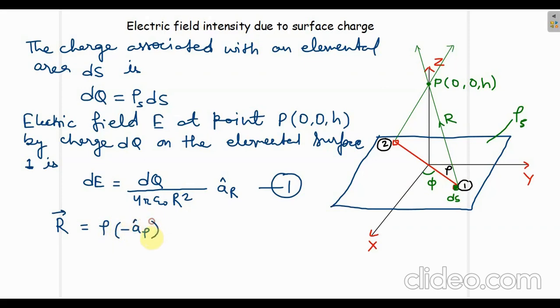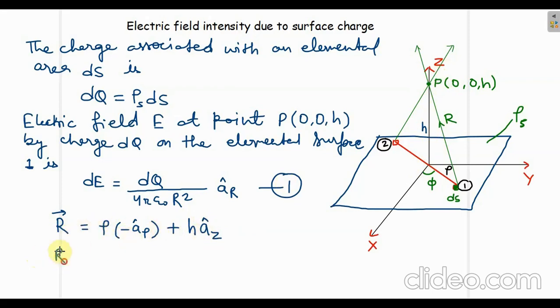Okay, why minus? Because it is acting opposite. See, this rho is increasing in this direction, but we have to consider the opposite direction. That's why we are taking it as a minus sign, and plus this one is your h vector. The direction is along the z axis, so h a z. Okay, so this one is your r vector.